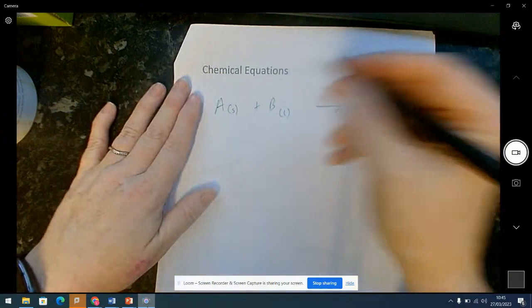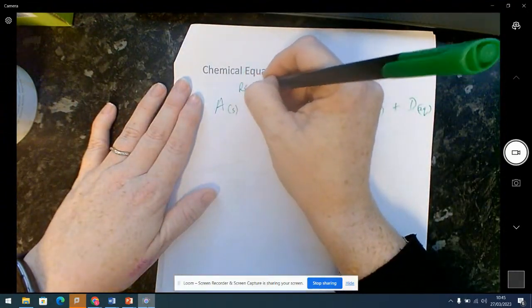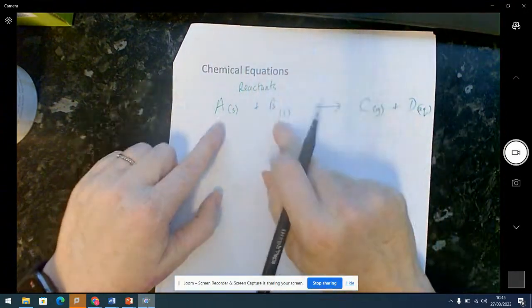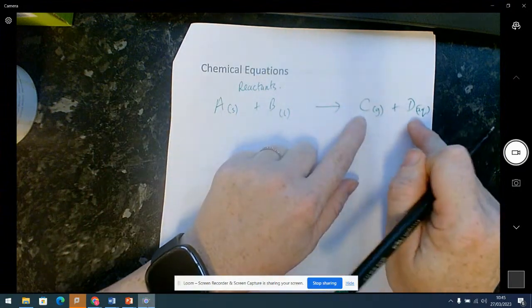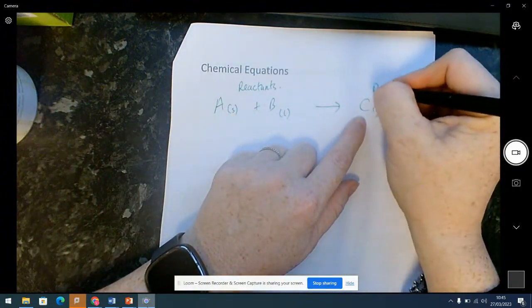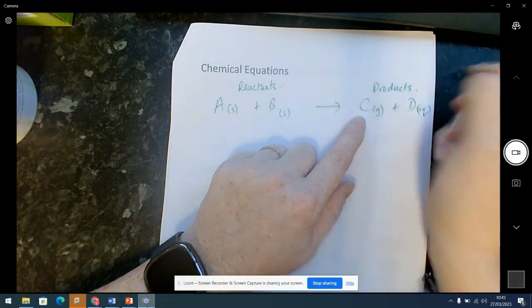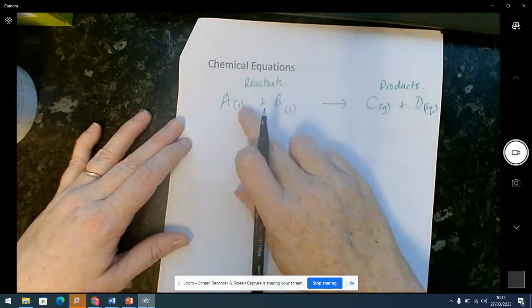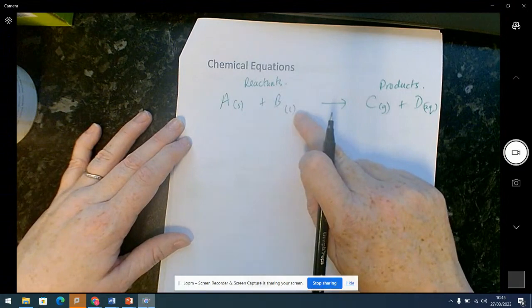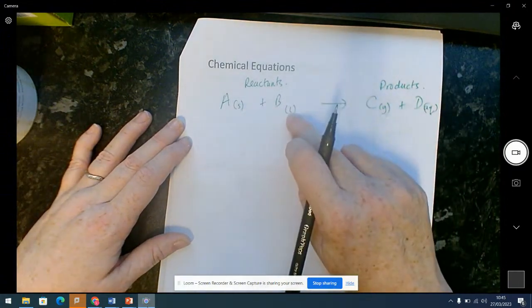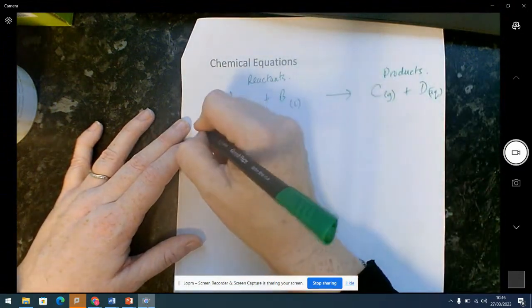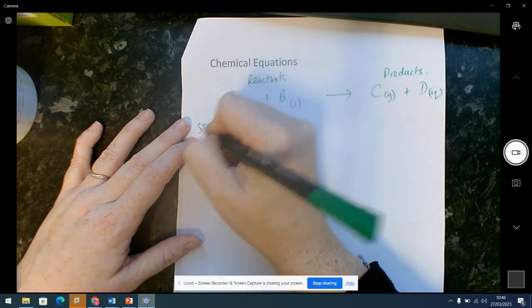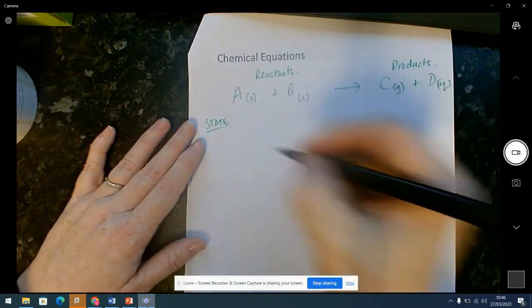And on the left side of the equation we have our reactants. So these two are reacting together, and the arrow shows that it's them making these two things here, which we call our products. And it's important we're able to recognize that for any symbol equations, for example, you will have these things in brackets, and that is telling us the state of the specific things that are reacting.